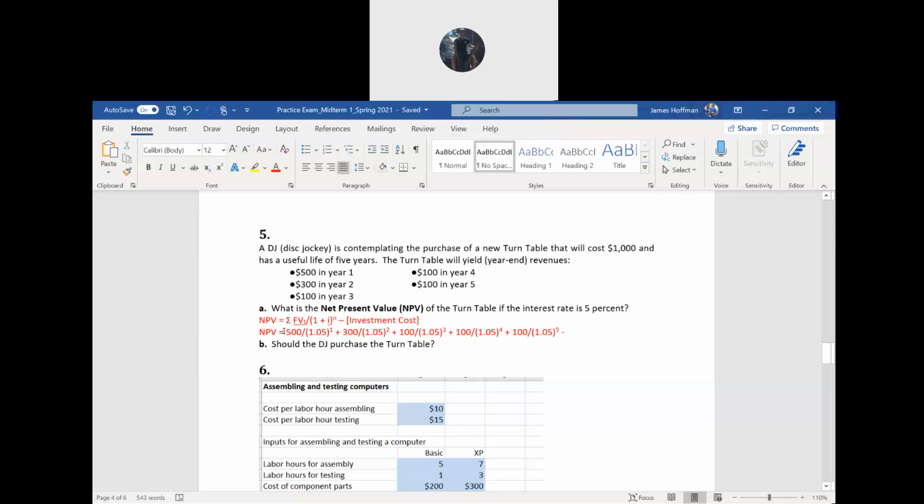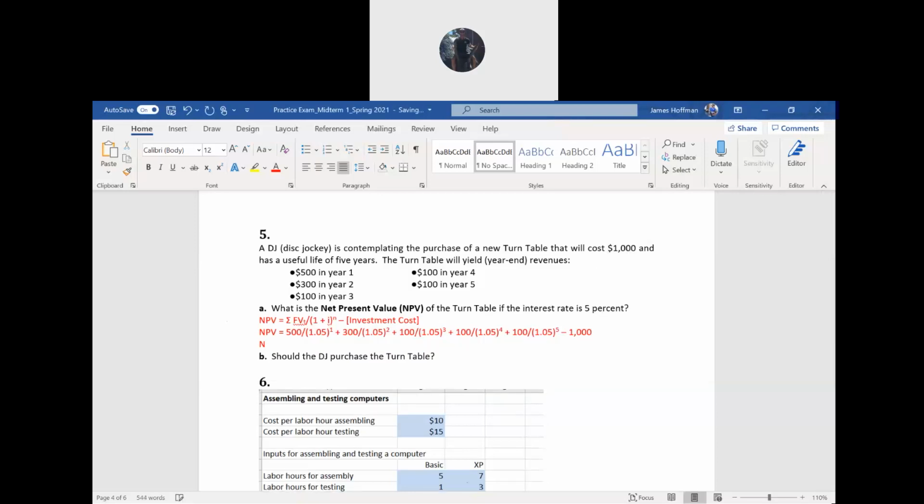Now here's the sum of all the future value payments or stream of payments. And then the last thing we'll do is subtract the investment costs, because we want to see if this sum of discounted revenue is worth the investment cost. All right, so the investment cost is 1,000. Okay, so now you can put this in your calculator, or I'll do it. So sum up all these and minus 1,000 and see if you get a positive return or a negative return.